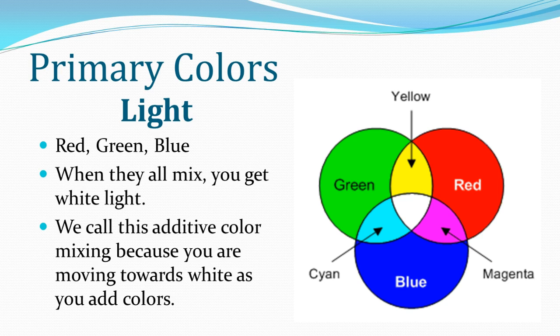If I add green to red light, I get yellow light. If I combine yellow light and blue light, I get white light. Colors that are on opposite sides of this color wheel are called complementary colors. Yellow and blue, because they make white, are complementary. Cyan and red, because they're on opposite sides of white, are complementary. Green and magenta, because they're on opposite sides of white, are complementary lights.